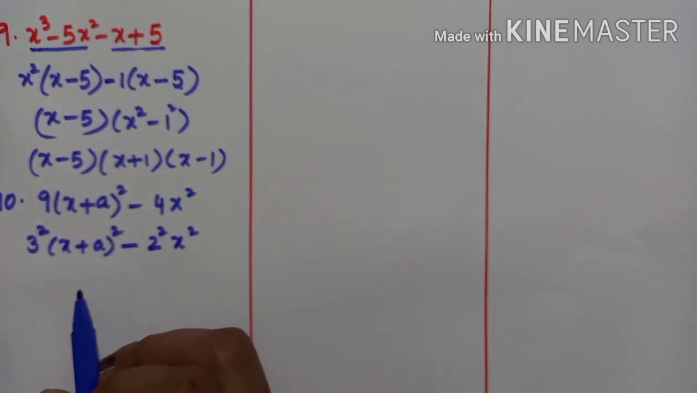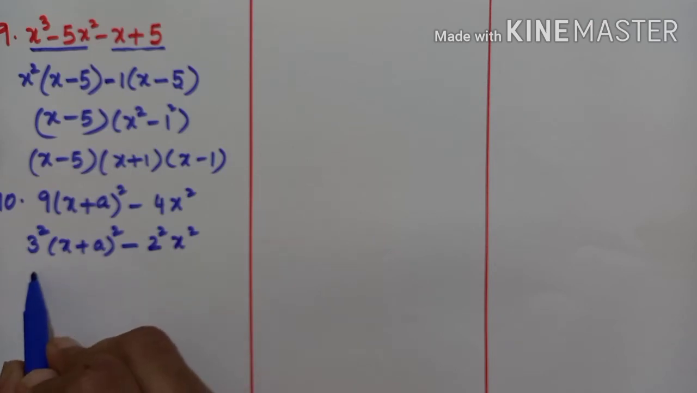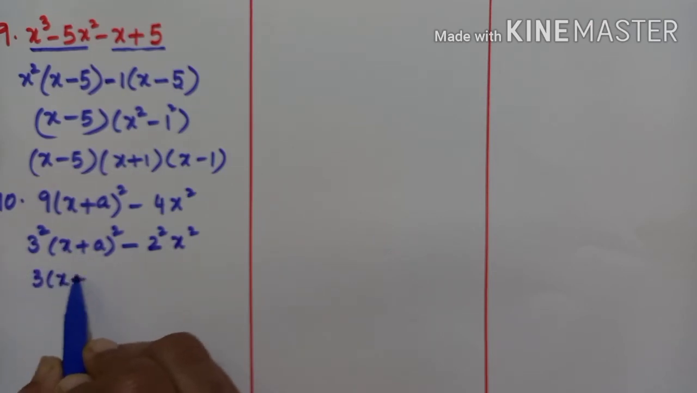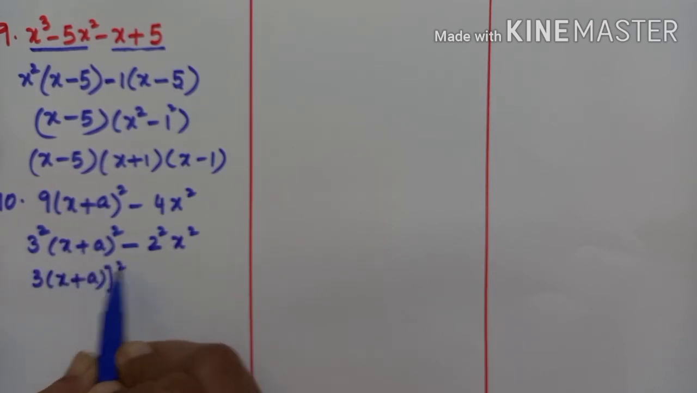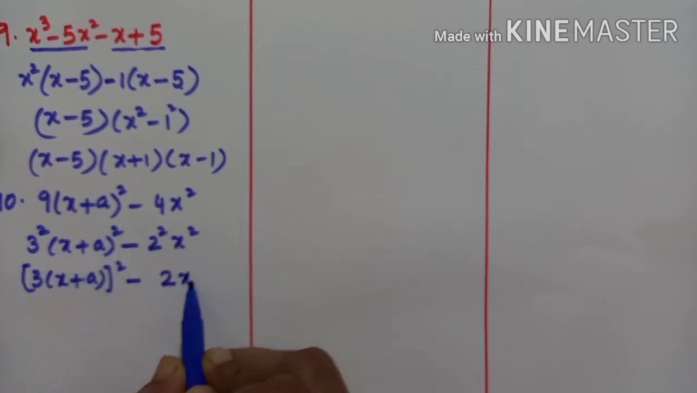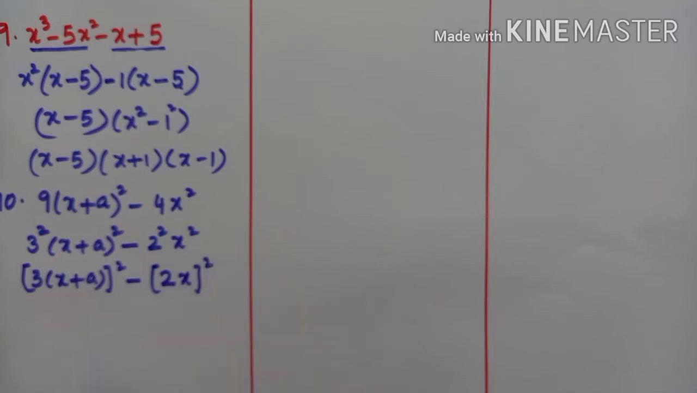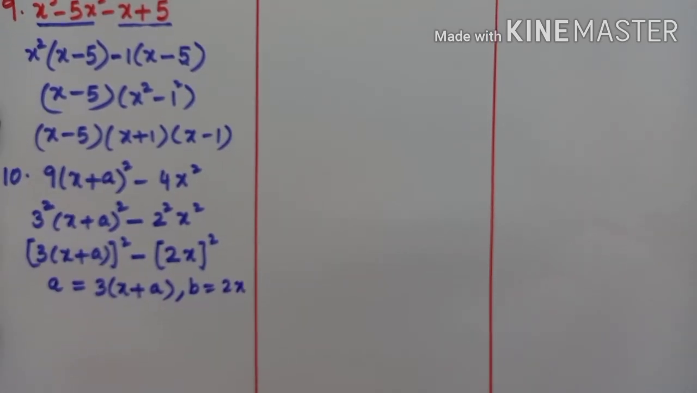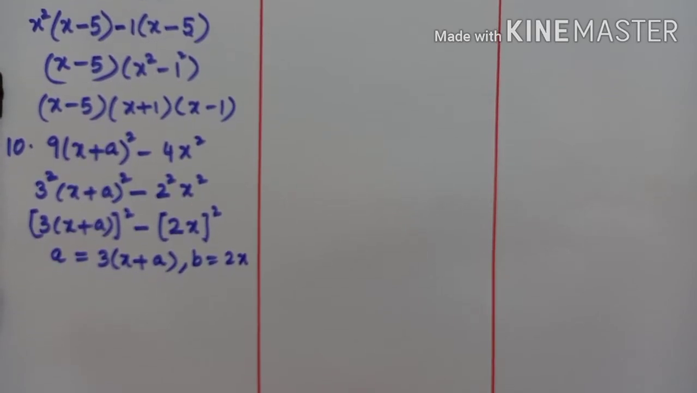Now square, square. Okay, both are squares. So let us take one square on the brackets. 3 times x plus a, then whole square, minus 2 square x square. So that means 2x, then whole square. So it is in the form of a square minus b square. So here a is a little bit long, that is 3 of x plus a. Then b is nothing but 2x. Okay, now expand it. a plus b into a minus b you have to write.